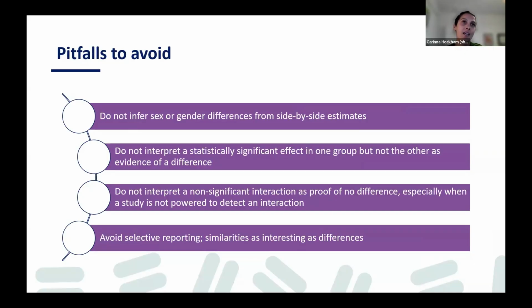Third, avoid assuming that a non-significant interaction means that there is definitely no difference. As I alluded to earlier, most studies are not powered to be able to detect interaction effects, even if they do exist. And so instead, it's really important to be clear about the limitations of your study and to report estimates fully so that they can be included in future meta-analyses.